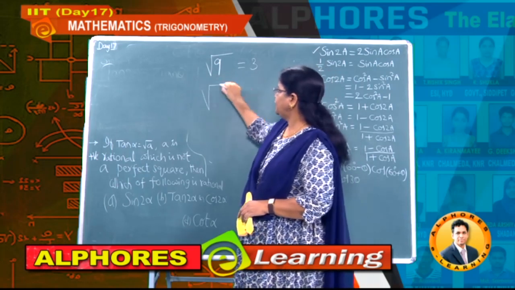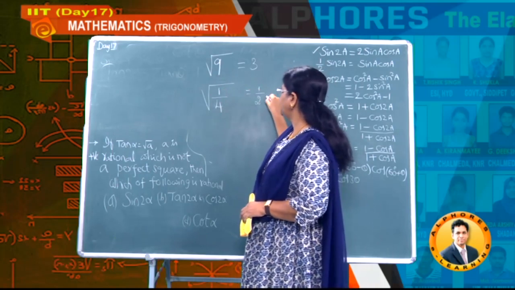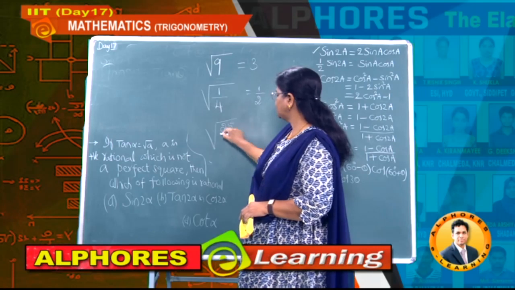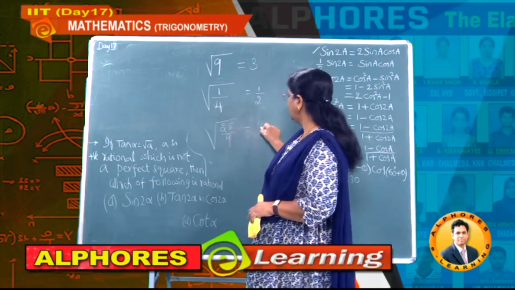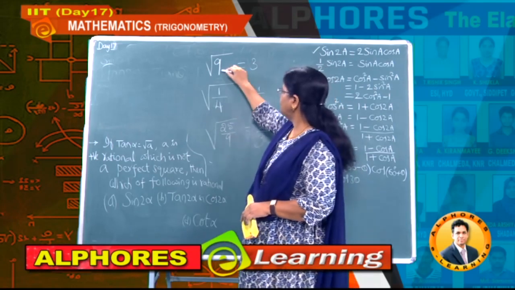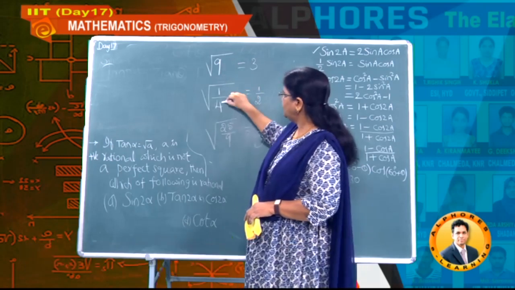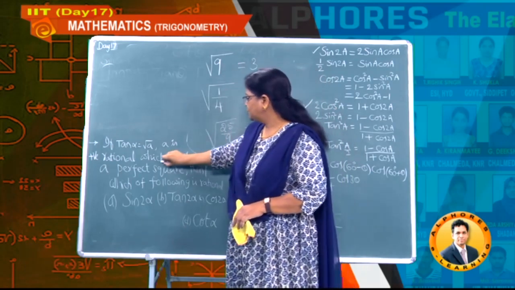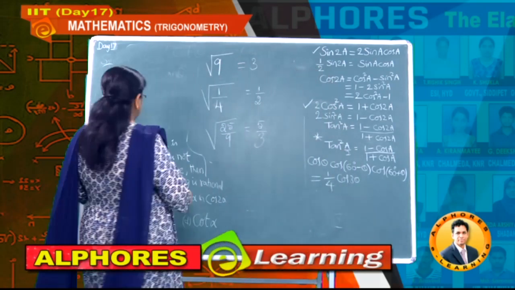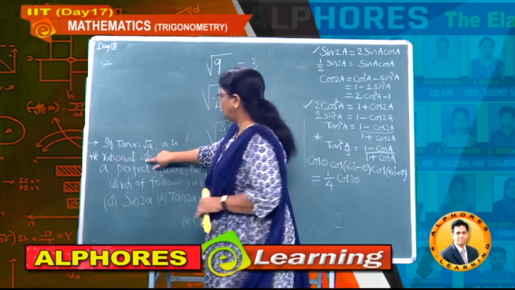And suppose if I write root of 1 by 4, then it could be again 1 by 2. If it is root of 25 divided by 9, then you could write it as 5 divided by 3. Understand, students. So now, these are all rational numbers, which are perfect squares, understand.